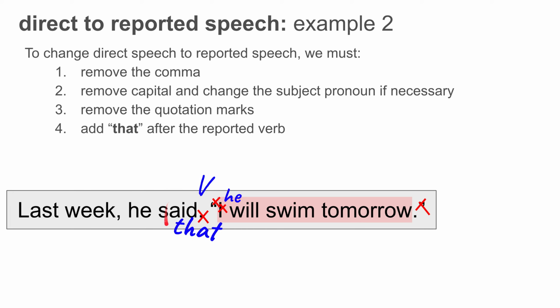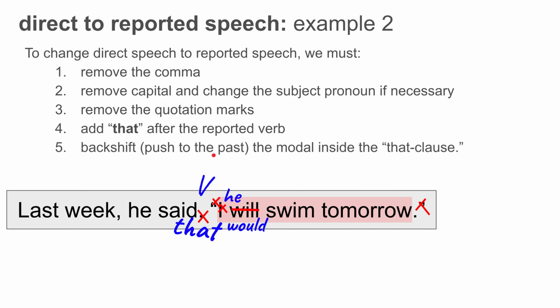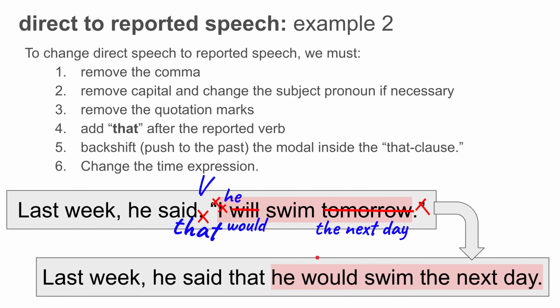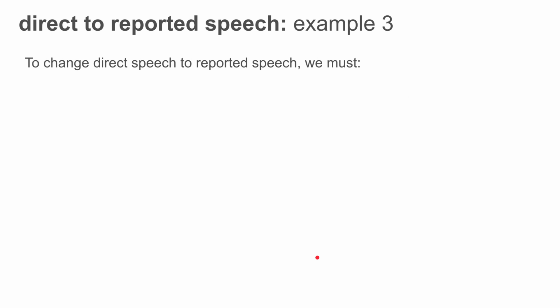Here, once again, said is the reporting verb. And we're going to backshift or push to the past the modal inside the that clause. What is the modal? Will. So we're going to say would. Okay, moving forward now. Oh, one more thing. We're going to change the time expression. Last week, he said he will swim the next day. Okay, so what do we have? Last week, he said that he would swim the next day. In a little bit, we'll look at how to change time phrases.